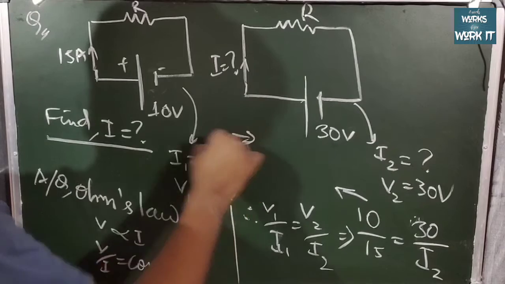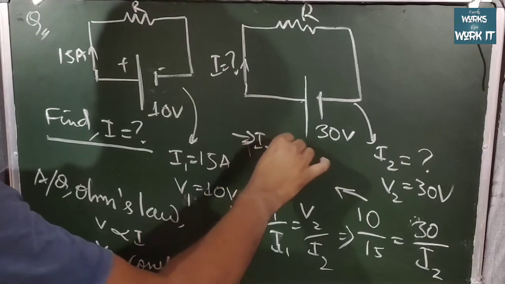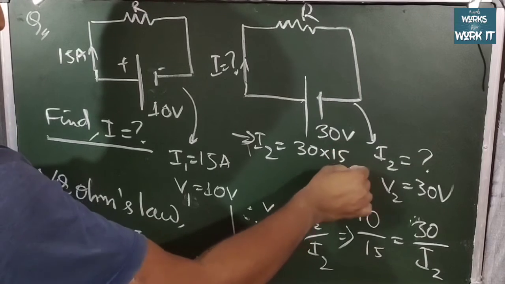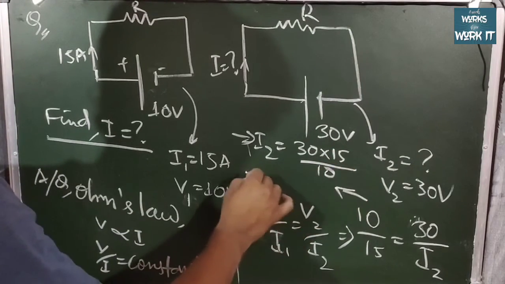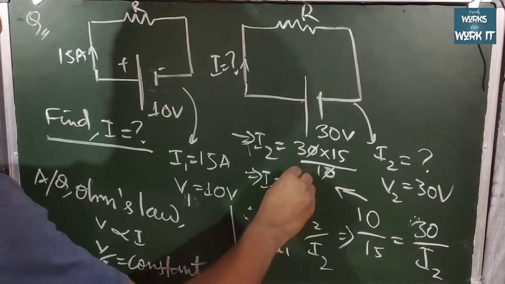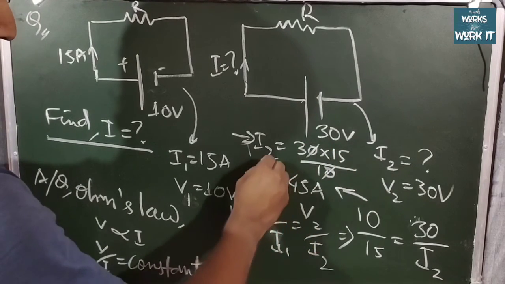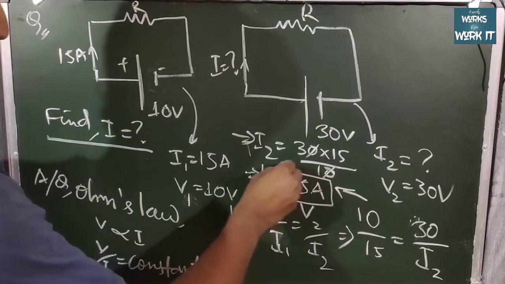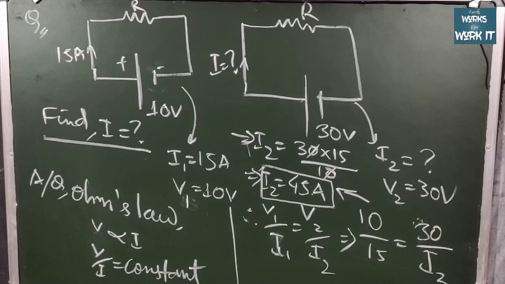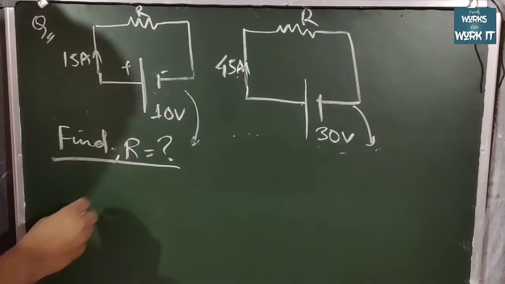So I am writing here. What we can find from here, I2 is equal to 30 into 15 divided by 10. So I2 will be equal to, after cancelling 0 and 0, 45 ampere. So this is the solution of this numerical. We got to know that V is directly proportional to I, and V by I is always constant. So comparing the two diagrams, we have found the result.